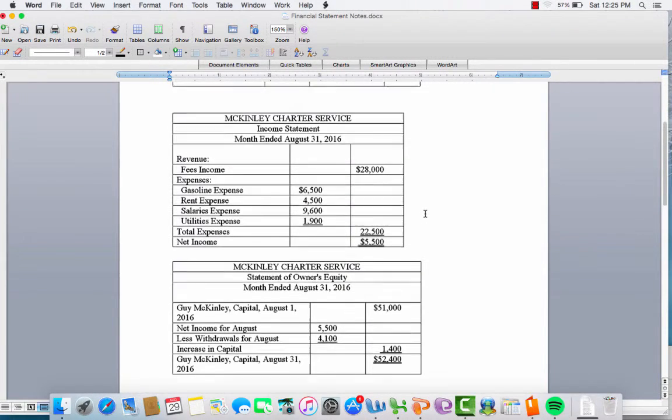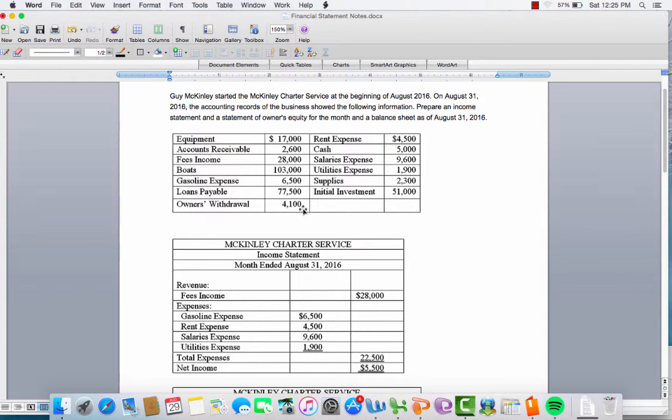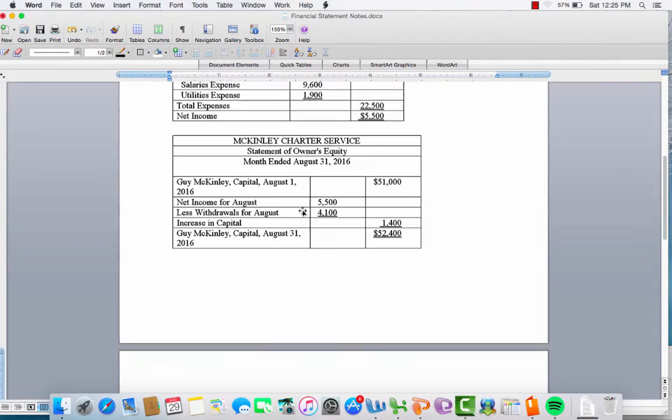Remember at the very beginning of this lecture, I talked about this column here, owner's withdrawal. Guy took $4,100 out of the business. All right, so he took $4,100 out. Maybe that's how he paid himself. So we see here, we need to subtract that out. $5,500 net income, that was extra equity in the business, but we have $4,100 less because Guy took some out.